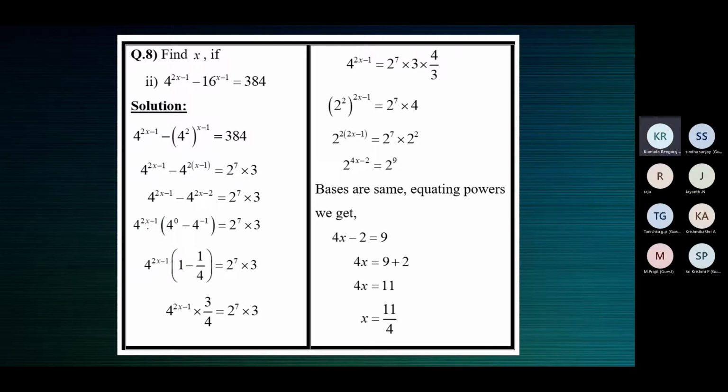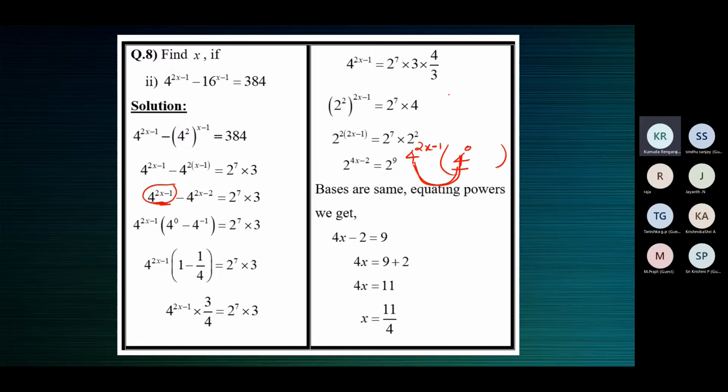Now 4 to the power 2x, see, when you take out 4 to the power 2x minus 1 common, you need to write something here so that this into this will give you the first term. The product of these two should give you the first term, 4 to the power 2x minus 1. But that itself is common outside, so I should write 1 here. And that's nothing but 4 to the power 0.